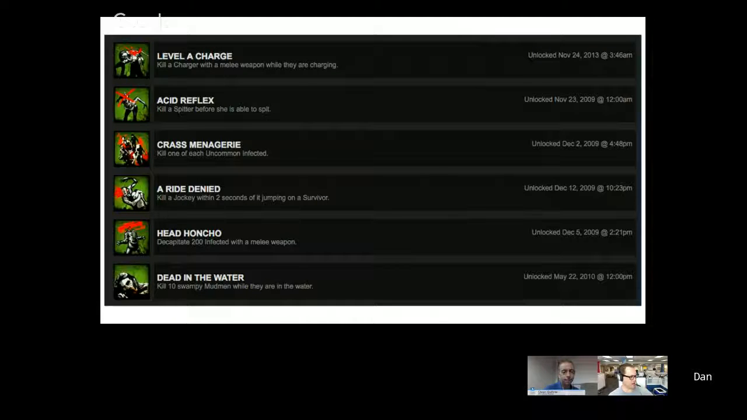Crass menagerie: kill one of each uncommon infected. So I could go through a level really quickly, but to really deeply understand that level, I have to get all of the different types of infected.